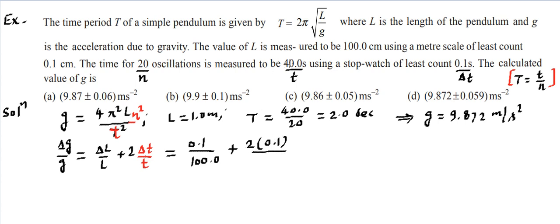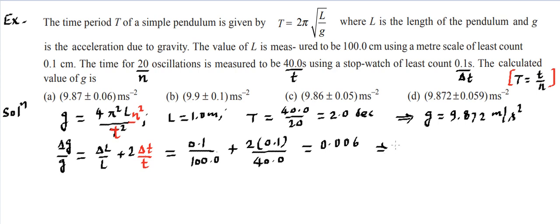T measurement was 40.0. Now we can simplify this to get the value of delta G by G. So let's do this calculation and see what it is coming. This value after calculation comes out to be 0.006. Once we got this value, then we can go further and find out the value of delta G.